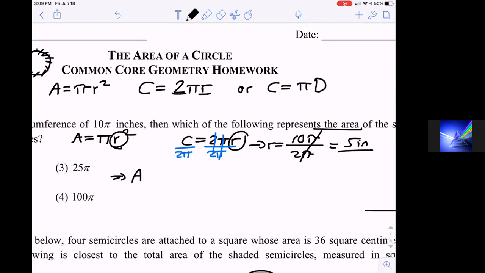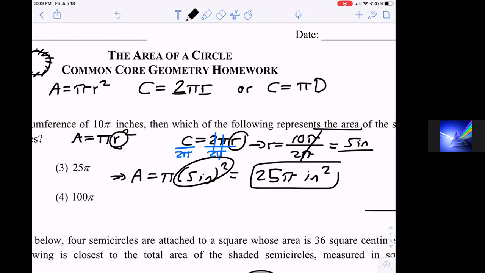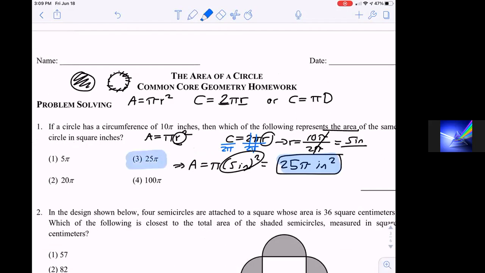Throwing this into the area calculation, area equals pi times 5 inches squared. Well, 5 squared would be 25 pi square inches, which is option 3.